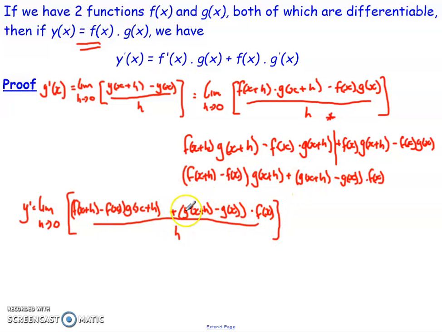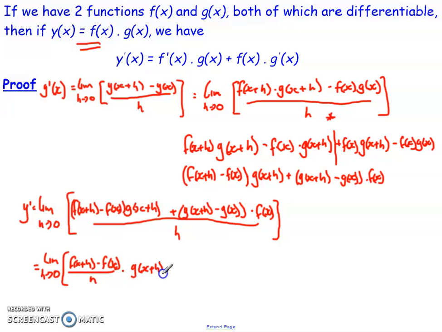So what I can now do is, since these are added together, I'm going to split them off into their own parts. I'm going to say that that is equal to the limit as h tends towards 0 of this first part here over h, and I've then got a second part here which will be all on its own. So I'll split it, and I'll have the limit as h tends towards 0 of f of x plus h, take away f of x, all over h, and then times by g of x plus h.